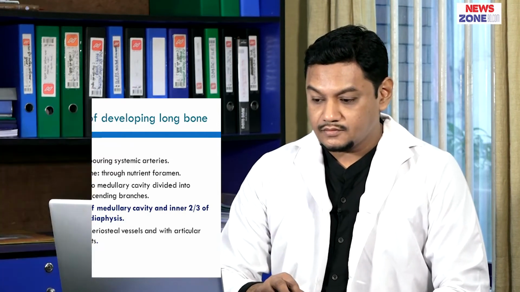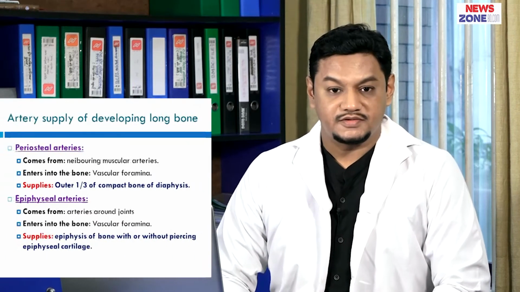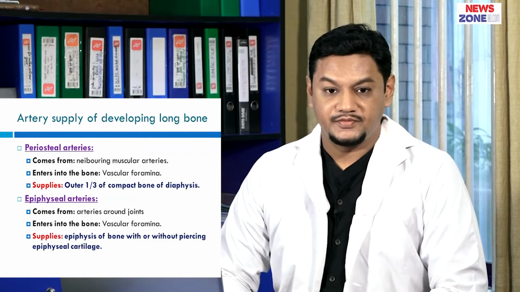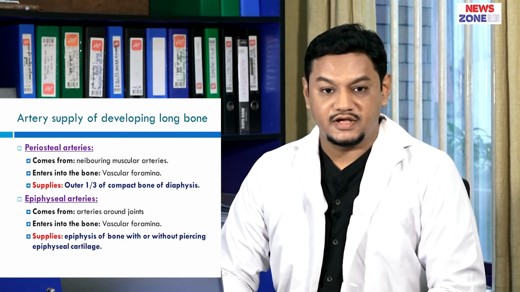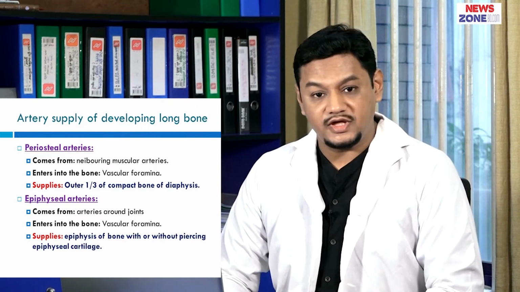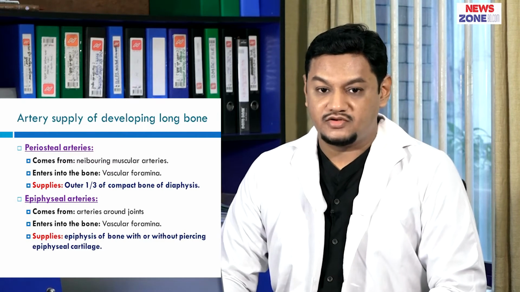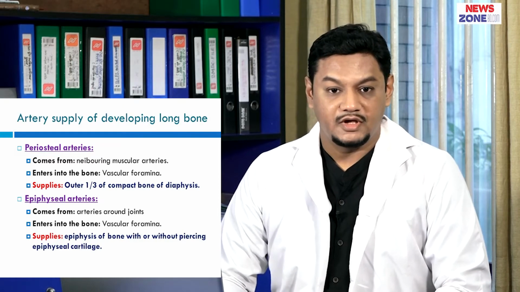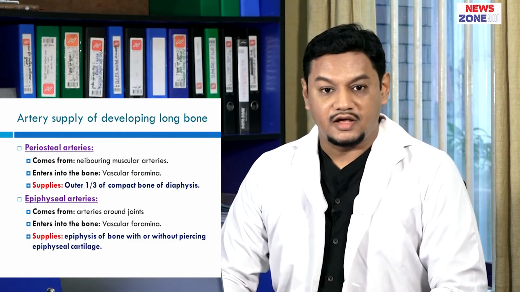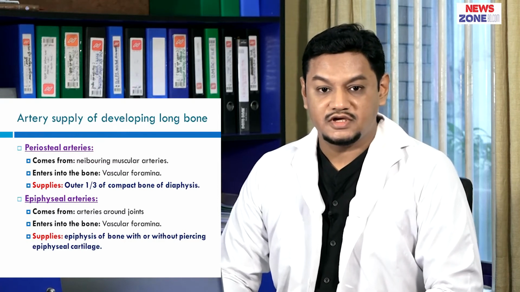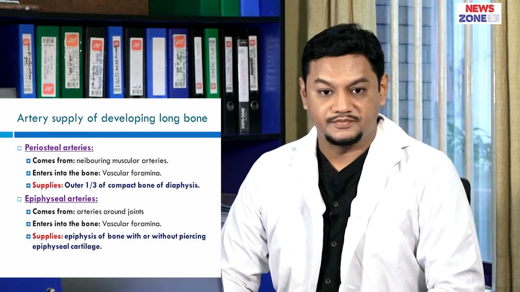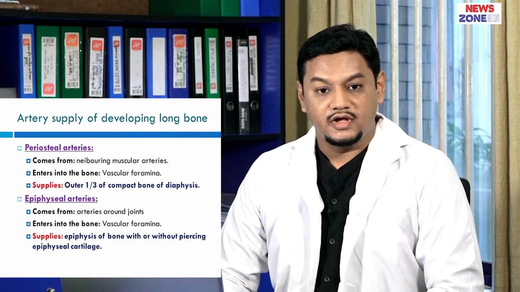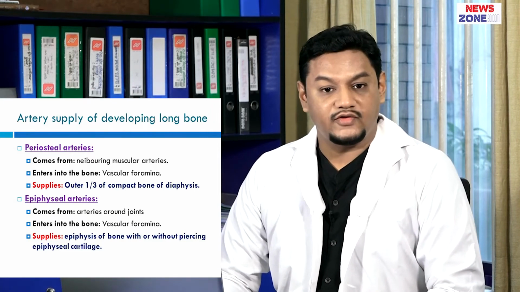Now, the periosteal arteries. The periosteal arteries are mainly coming from the neighboring muscular arteries. These periosteal arteries are present in the periosteum. As far as we can remember, the periosteum has three layers: outer fibrous layer, middle vascular layer and inner cellular layer. So in the middle vascular layer, the smaller blood vessels present are the periosteal arteries or periosteal blood vessels. Obviously, as the periosteum covers the outer compact part of the long bone, it will supply the outer part of a long bone.